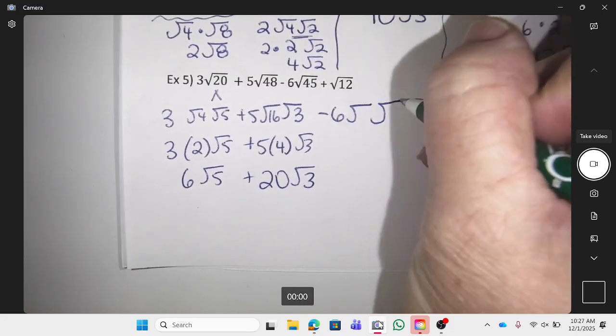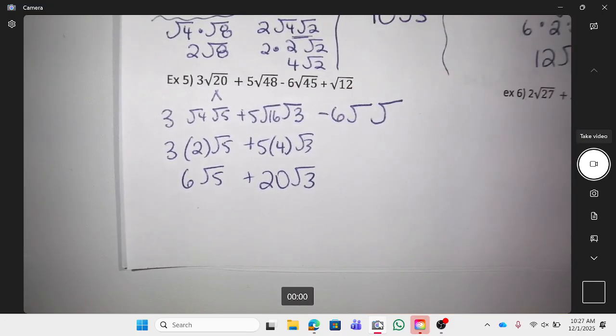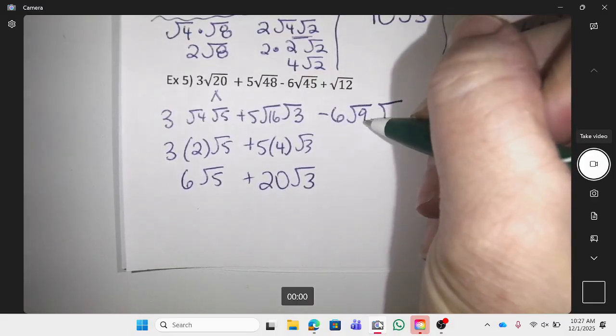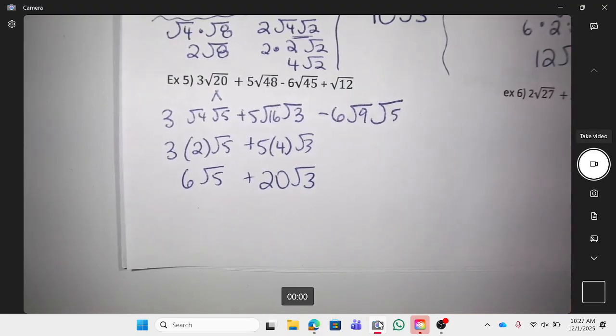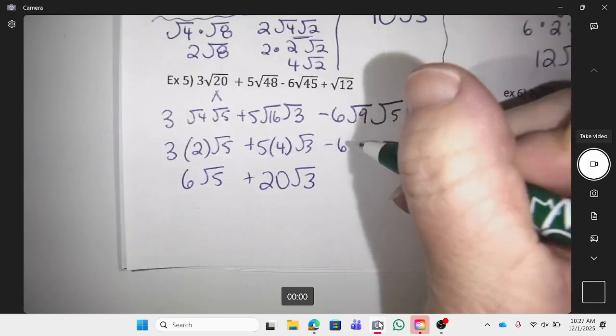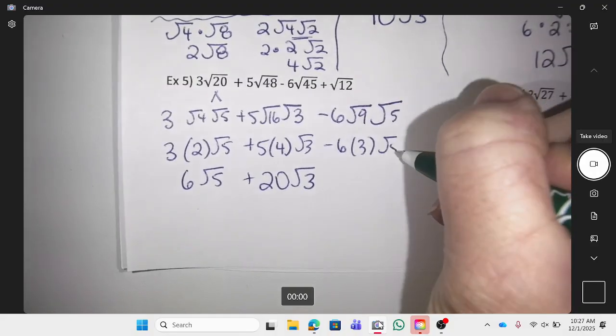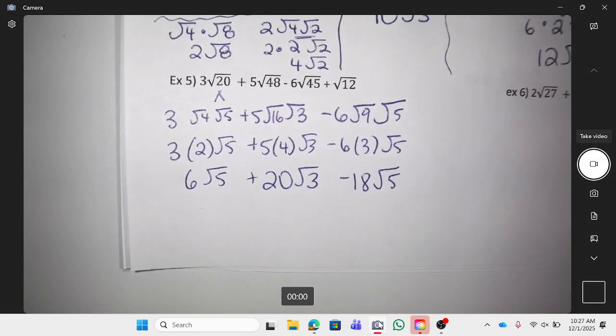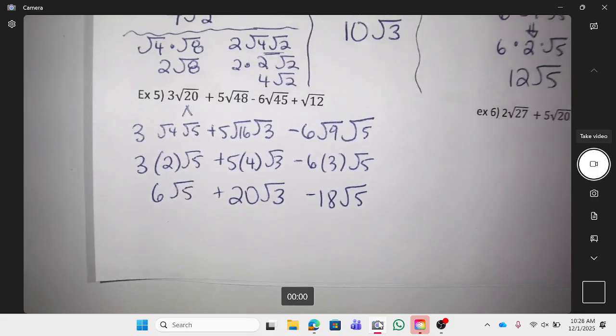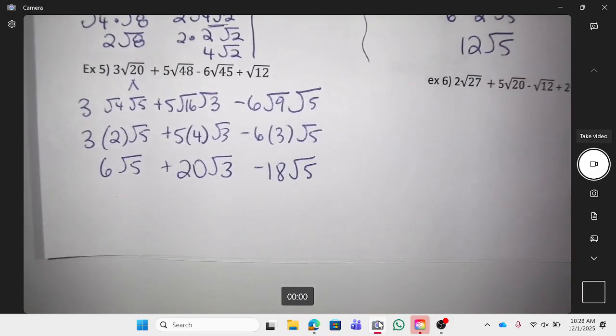45 is the magic square of 9, right? 9 times 5. So focus on the root 9. Good, minus 18 root 5 was the check on that one.